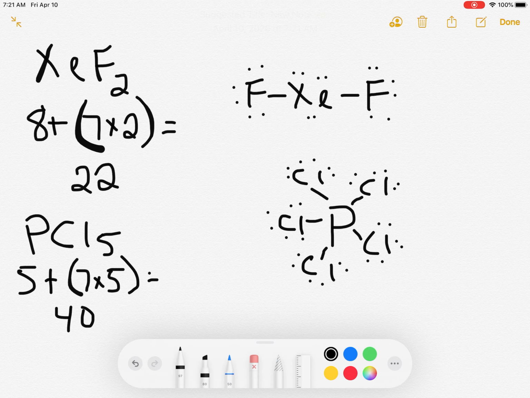Okay, and that is all 40 valence electrons there. So we are finished with that one. So phosphorus has 2, 4, 6, 8, 10 around it, and that's okay.